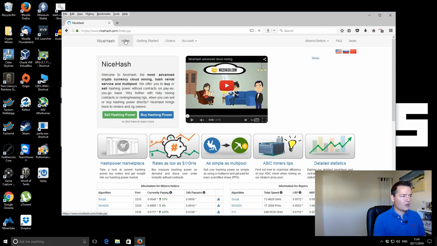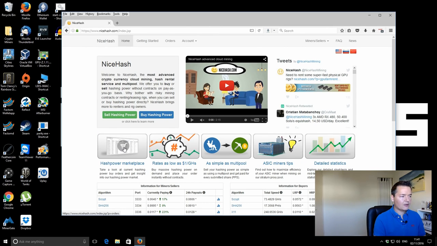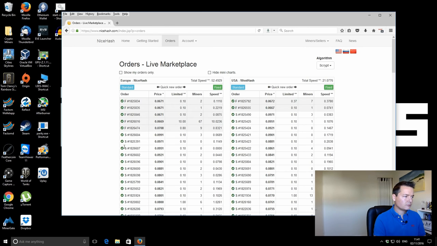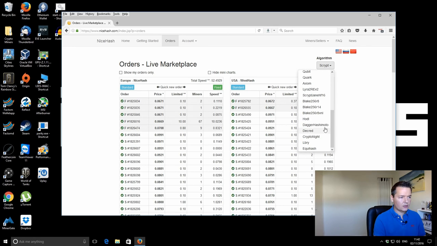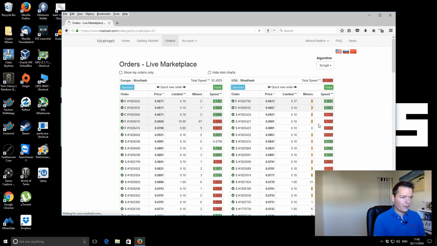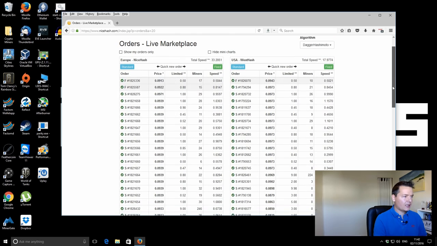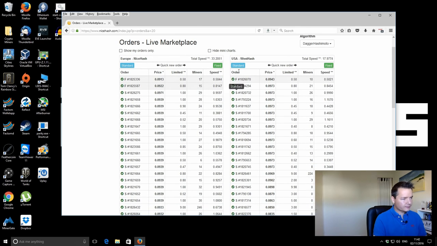If you go back to the actual home page, and then click on the hash power marketplace, you can see here you've got orders and a live marketplace. So what we need to do first is change the algorithm from Scrypt. We're going to change it to Dagger Hashimoto. You'll see there's a table of orders. If we just focus on the left hand side, it's the European server.